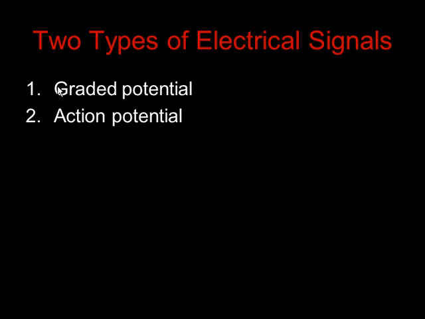All right, two types of electrical signals we're going to talk about. One's called graded and one's called an action potential. Graded potential means they vary, is the simplest way to think about it. If you get electrical activity in a cell and it's graded, it can be a little activity, it can be a lot. It can be medium, it can be semi-medium, it can be semi-large. It can be all kinds of different changes.